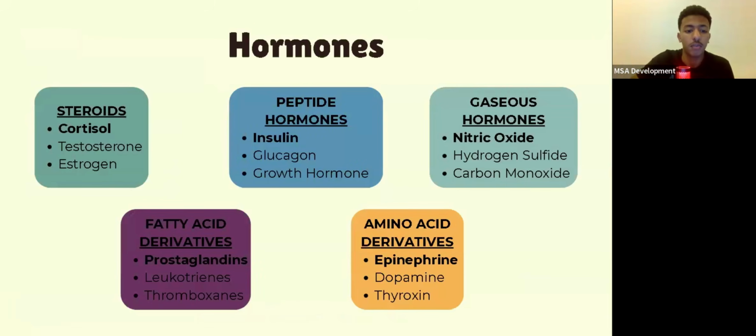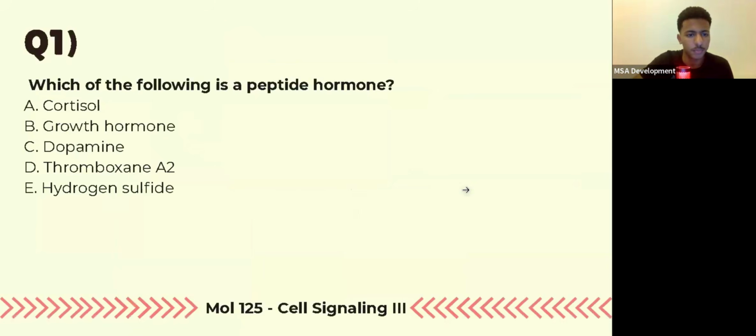We have 5 classes of hormones which you should know about, and they are steroids, peptide hormones, gaseous hormones, fatty acid derivatives, or amino acid derivatives. Honestly, I recommend memorizing all of the different options, but if you really don't want to, then just memorize the first one, which is cortisol, insulin, nitric oxide, prostaglandins, and epinephrine. So, which of those is a peptide hormone?